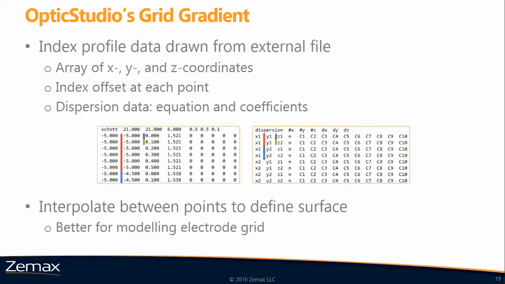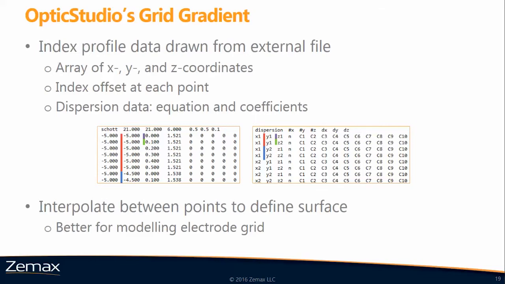The other built-in option is the grid gradient, which pulls data from an external file defining the index for a grid of coordinates. The index between these coordinates is calculated via tricubic spline, so this is a good model for an electrode grid for which the index is controlled at distinct points. Additionally, the grid file makes it easy to include dispersion data, as it calculates the index based on the dispersion equation and coefficients, which can be directly copied from the glass catalog files.